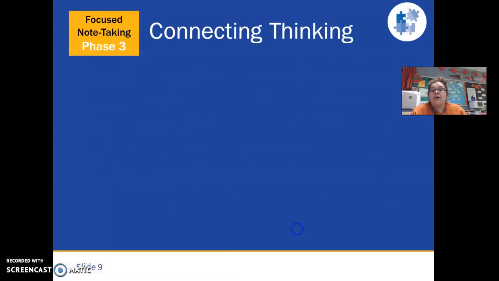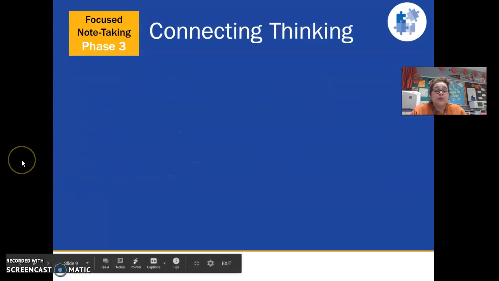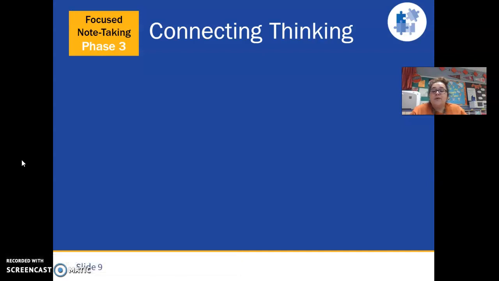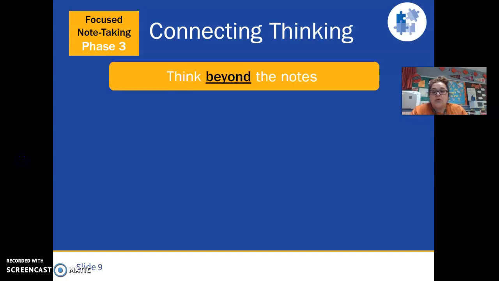All right, we're going to go ahead and go into phase 3, and then we're going to stop our lesson today, and then I will pick up with this on Friday. So now we need to connect. We need to make connections between what I wrote down, what I revised and highlighted, and what was new to what I need to do with these notes.